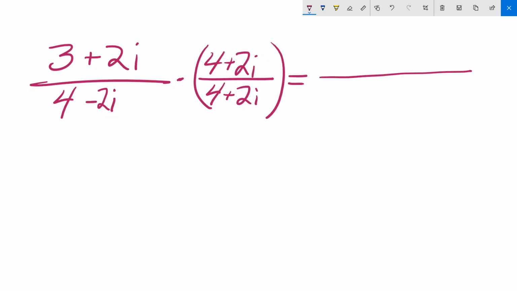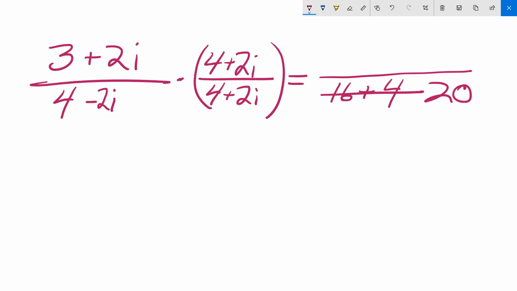Go ahead. Multiply the bottoms. It would be 16 plus 4. Yeah. In other words, the two middle terms that you usually have are always going to cancel one another out and leave you with just two real numbers.